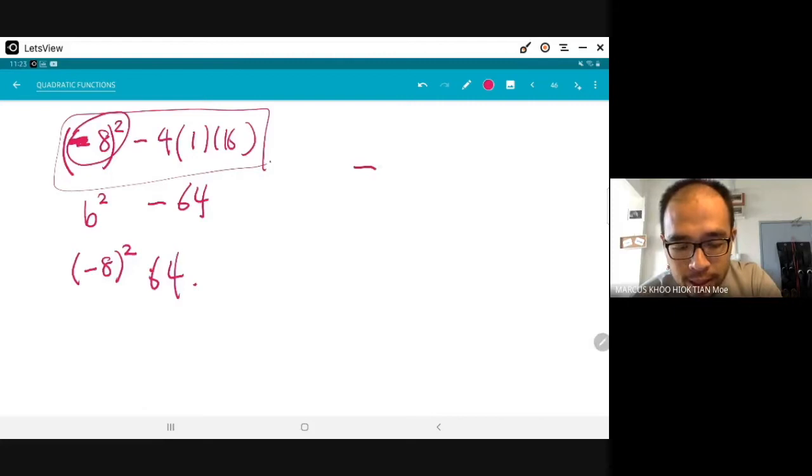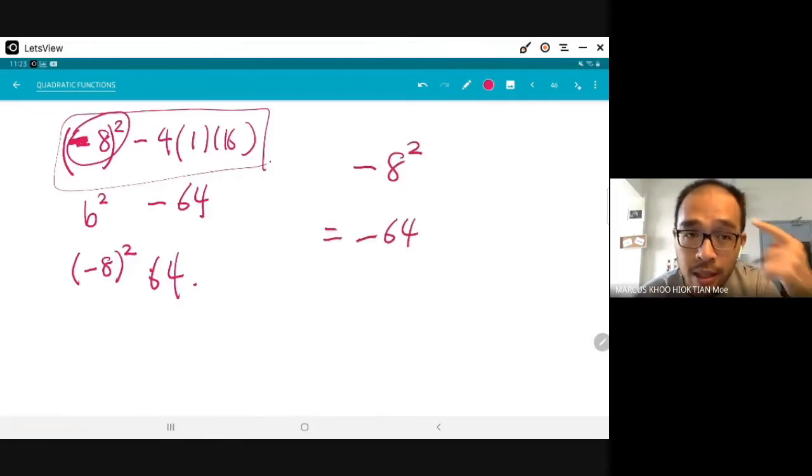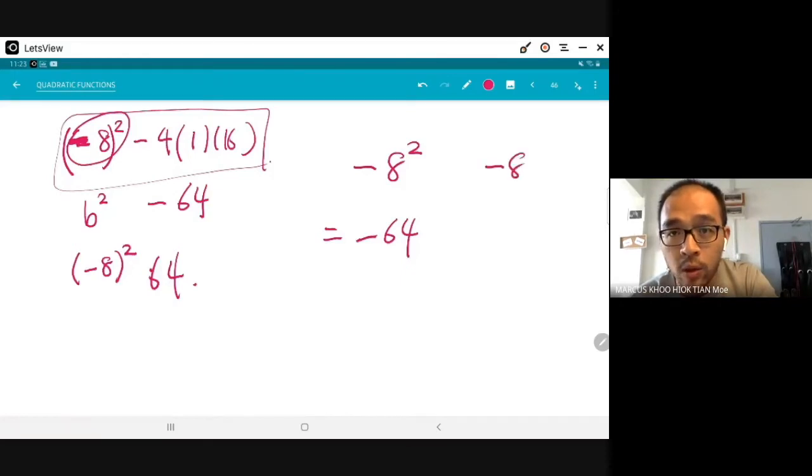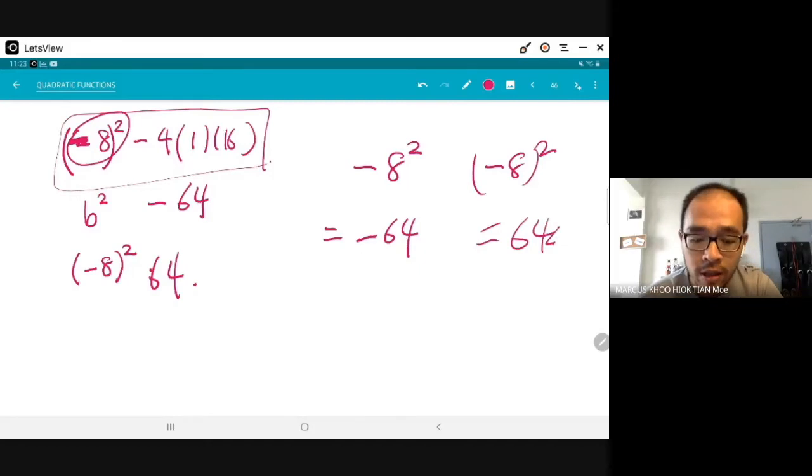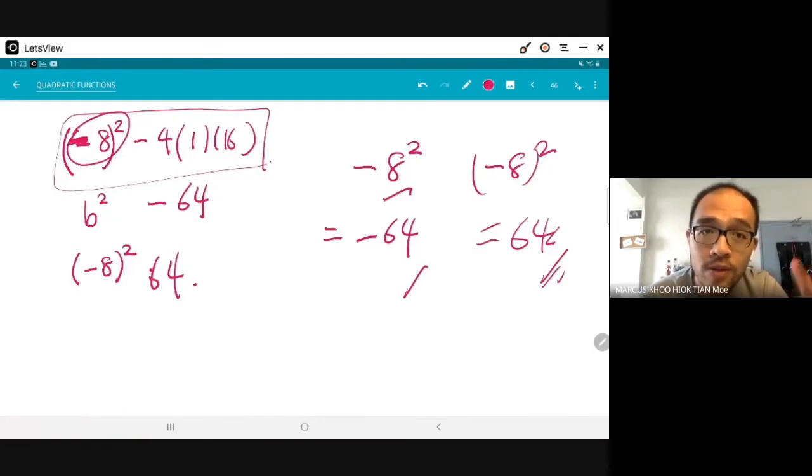If you write like this in the calculator, it reads like this. But actually, we want it to be negative 8, the whole thing squared. So the answer is 64. So very big difference, you know. This one is what the calculator does because you type like this. This one is actually what we want. So please be careful with this.